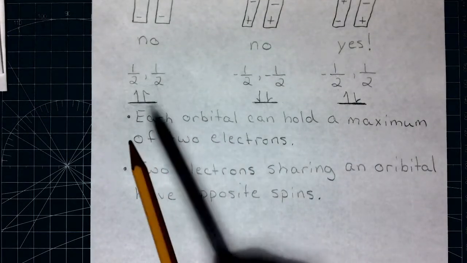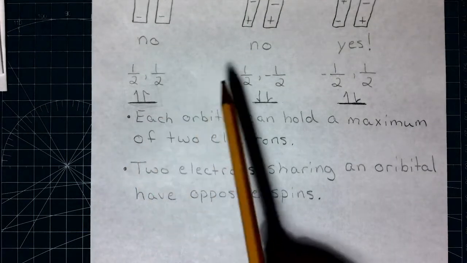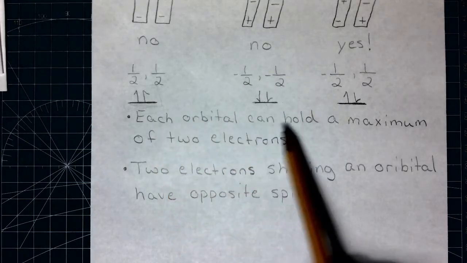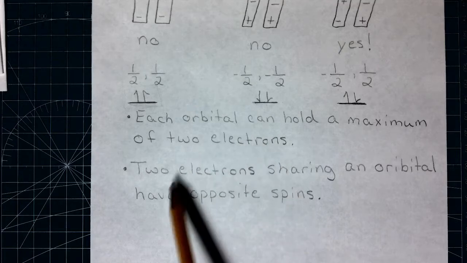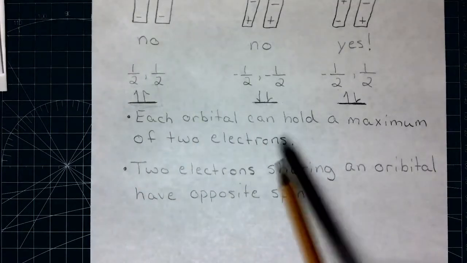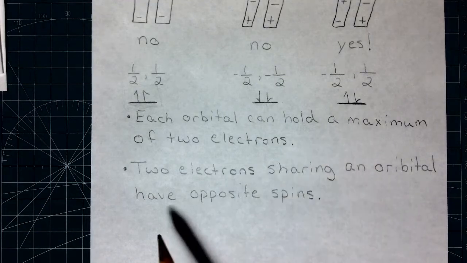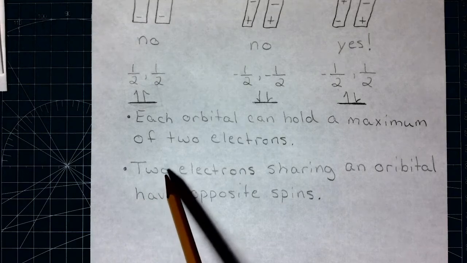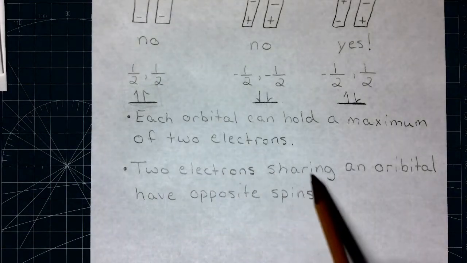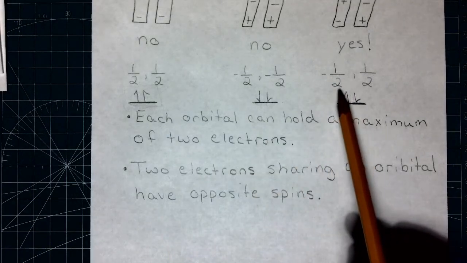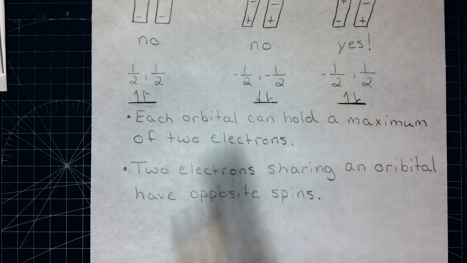A consequence of the ms values and the magnetic spin of electrons is that each orbital can hold a maximum of 2 electrons. So you can have 0 electrons in an orbital, you can have 1, you can have 2, but you don't get to have 3, and you certainly don't get to have -1. And again, 2 electrons sharing an orbital are going to have opposite spins. So they're going to have opposite signs for their spins.